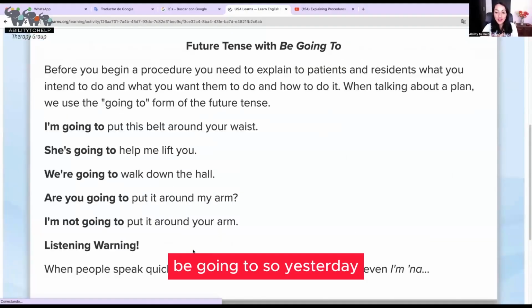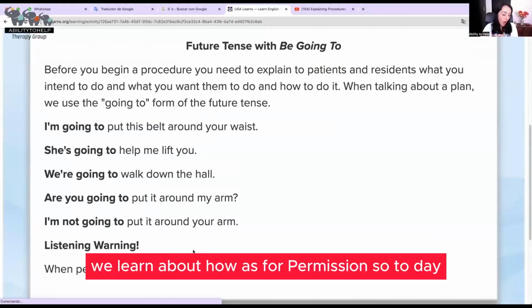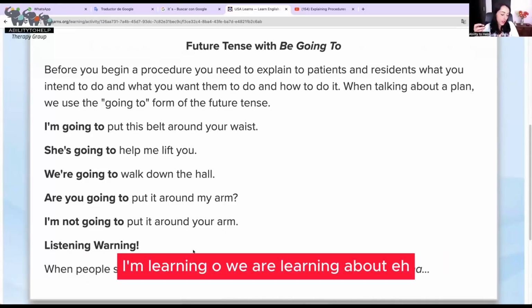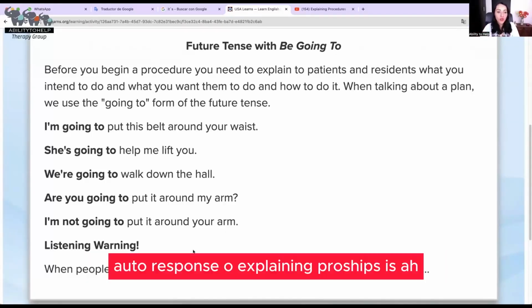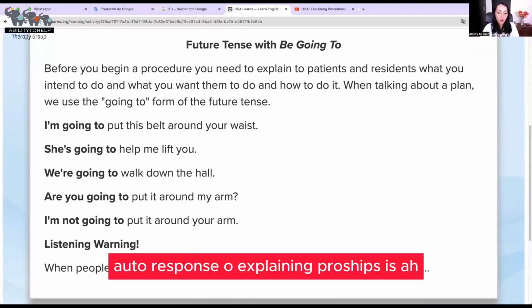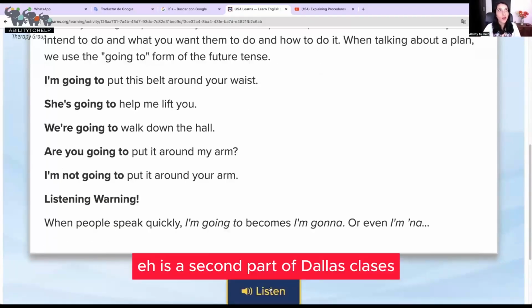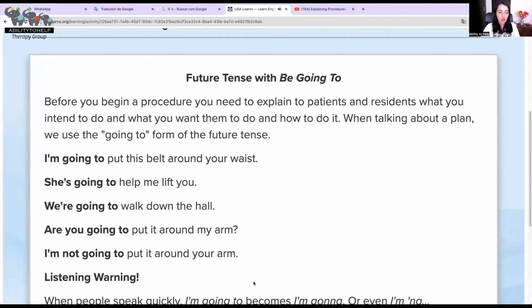Yesterday we learned how to ask for permission. Today we are learning how to respond or explain procedures. It is the second part of the last class: future tense with be going to. Before you begin a procedure, you need to explain to patients and residents what you intend to do, what you want them to do, and how to do it. When talking about a plan, we use the going to form of the future tense.